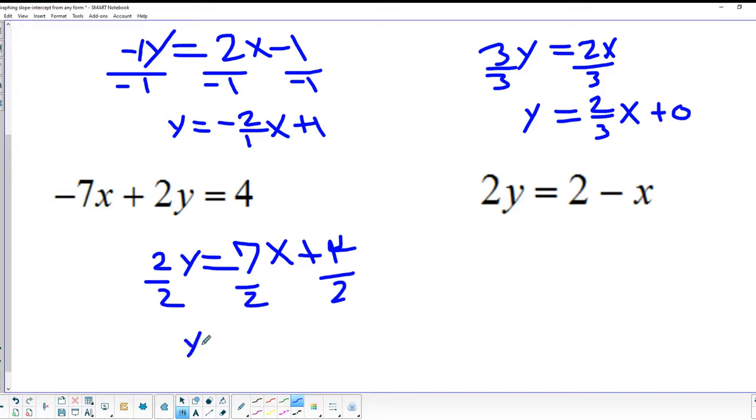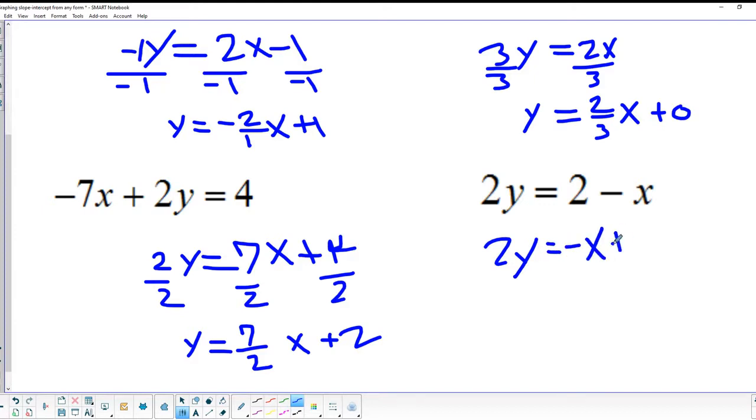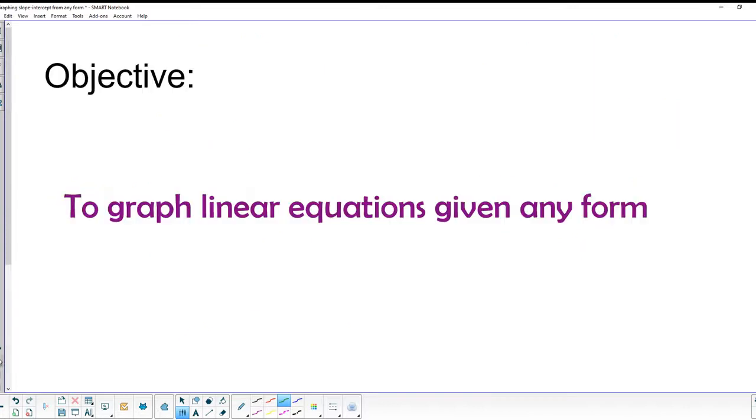And we end up with y equals 7/2 x plus 2. And on our last one, we're going to just do a little bit of rearranging. Put that negative x up front and a plus 2 in the back. Then we would divide everything by 2. And sure enough, we'd end up with y equals negative 1/2 x plus 1. All right, so that's the process of solving for y and writing it in slope-intercept form.